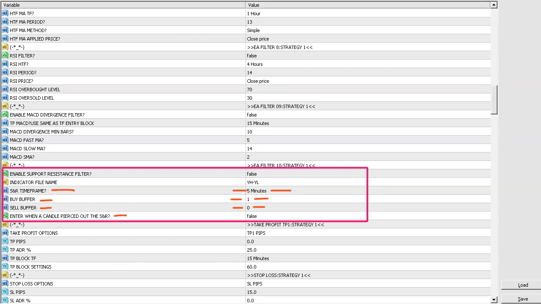Okay, so what does this mean? Enter when a candle pierced out the S&R. If this is false, so let's just say right now we have the resistance, it's not such a straight line, and then we have the support right here, right? So resistance and support. If this is false, what is going to happen is, if the price comes out of it, and we get a block, and the block happens to be outside of my resistance, then the market is going to enter. Okay, it's going to enter if this is false.